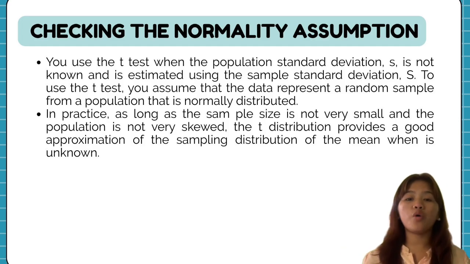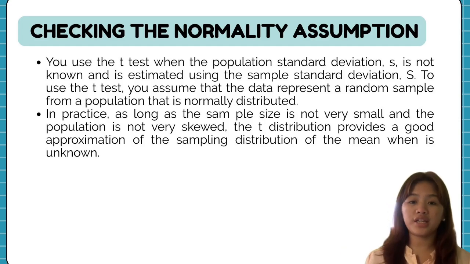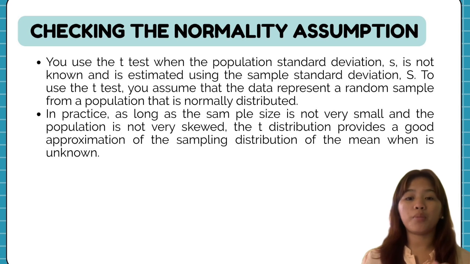The topic that we're going to discuss is checking the normality assumption. The t-test is used when the population standard deviation is unknown and is instead estimated using the sample standard deviation. For the t-test to be valid, it assumes that the data comes from a random sample drawn from a normally distributed population.